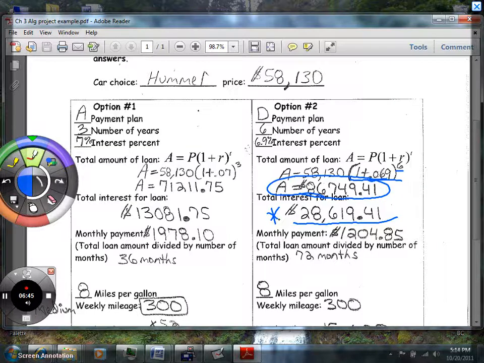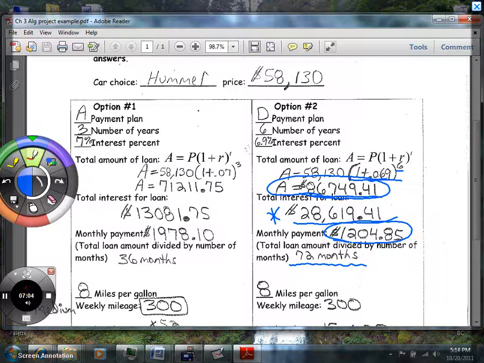So that's huge. Now the monthly payment again is taking the $86,000, the total amount of the loan, and dividing it by the number of months. Well, that's where it sounds like it's a really good deal for me, because I'm dividing it by 72 months, which is 6 years. So I divide that by 72 months, look at my monthly payment.